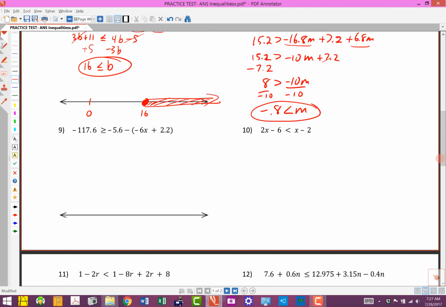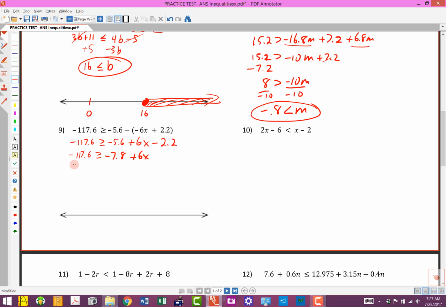Okay, last couple on this side. Let's see. Again, nothing to do on this side, so we'll just leave that alone. Negative 5.6, and then what we're distributing through is the negative, so this is going to be a negative times a negative is a positive. So positive 6x, and this is going to be negative 2.2. So negative 117.6. We'll combine those like terms right there. That's going to be 7.8. So negative 7.8 plus 6x.